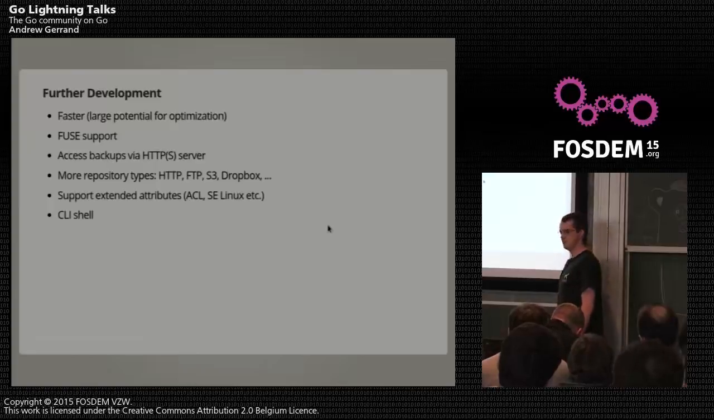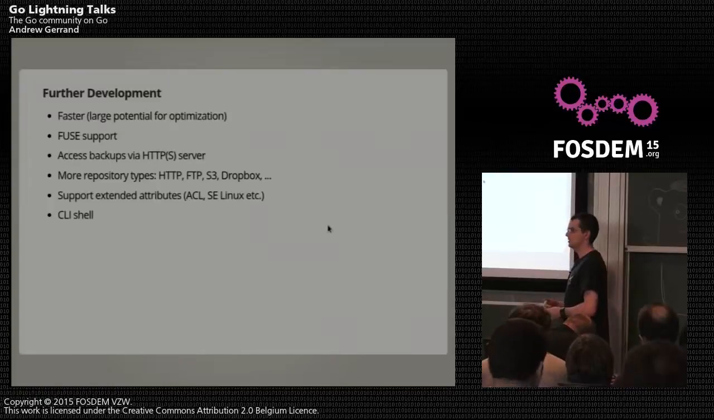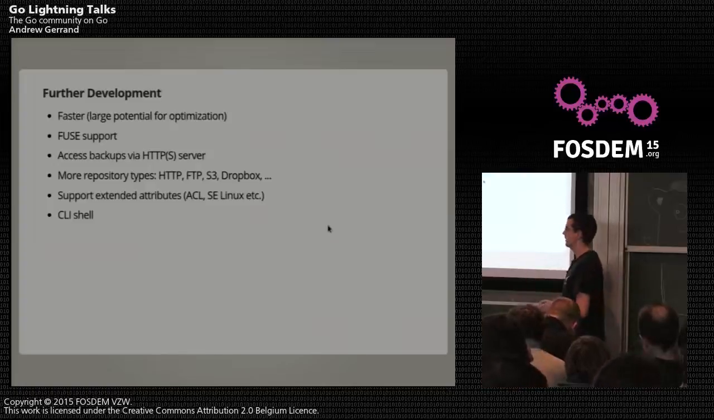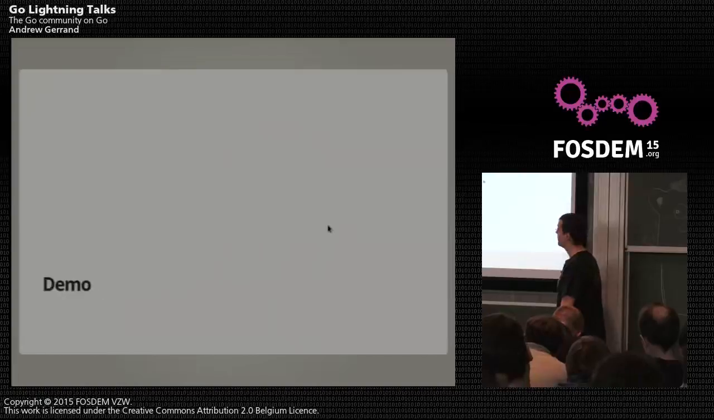And I would like to, at least for Linux, support extended attributes like ACL and so on, because these kind of stuff seem to be missing from all the other backup programs, and that shouldn't be so hard to include in the JSON file in the metadata or something like that. And I would like to include a CLI shell so you can type in multiple commands.